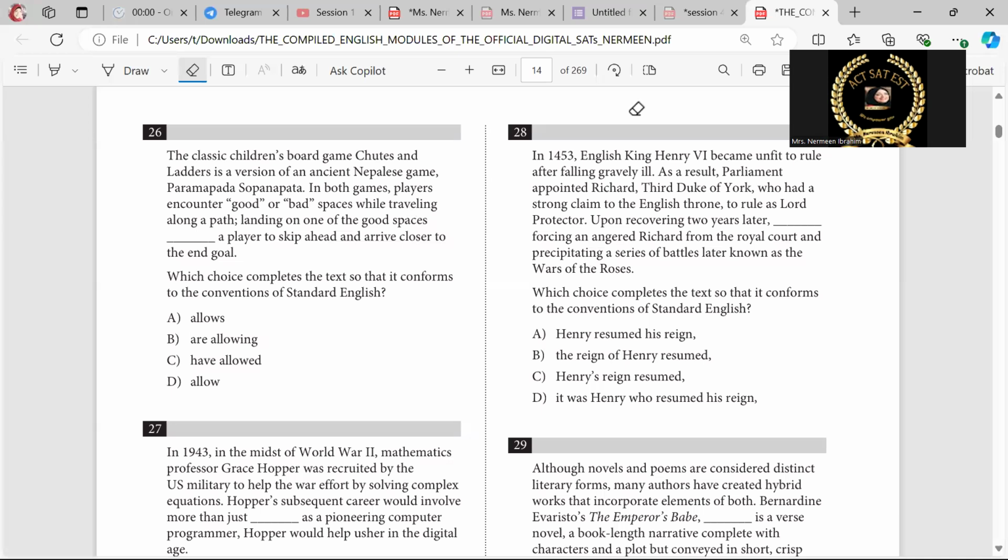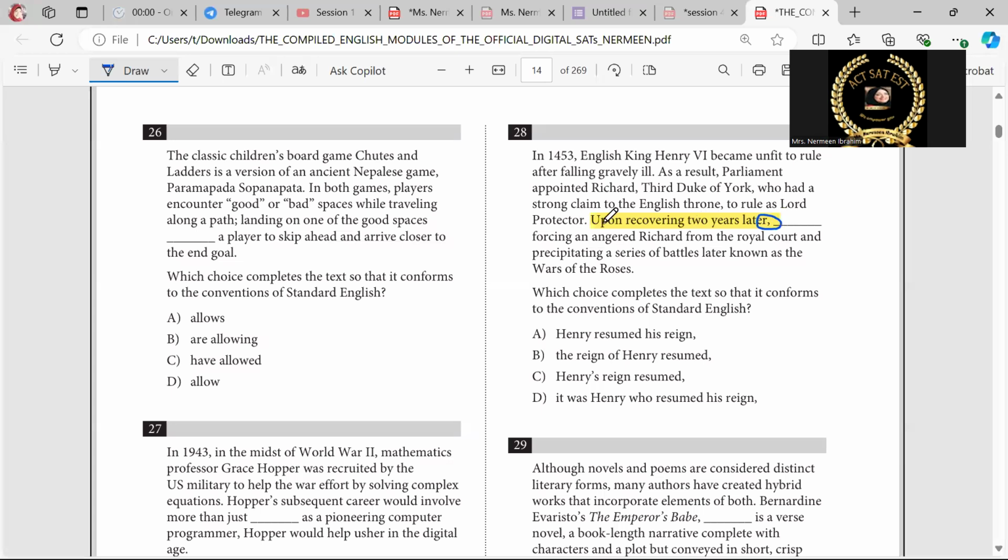You will notice something else. Look here. You will notice that the sentence that has the blank will start with an introductory part that is separated by a comma from the blank.